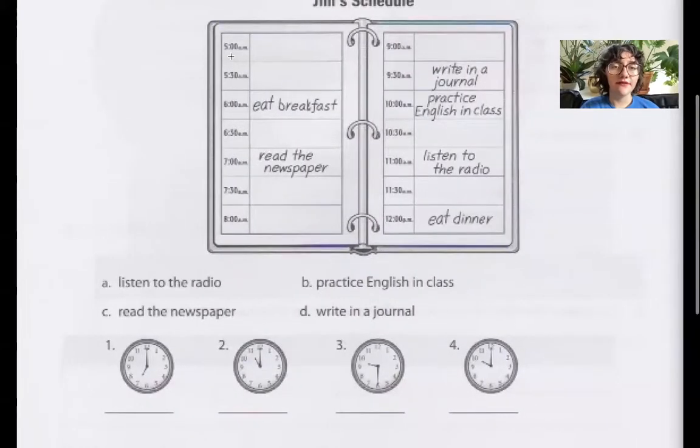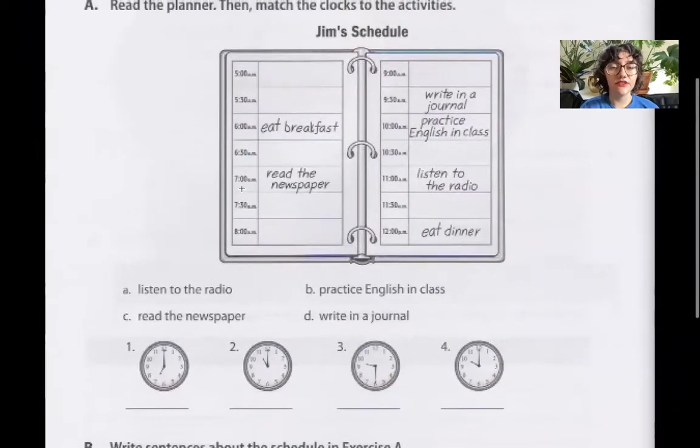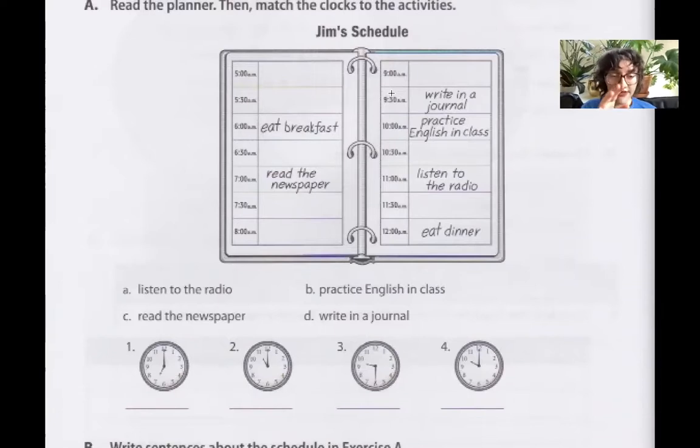So we have 5 a.m., 5:30, 6, 6:30. I know it's kind of hard to see. 6:30, 7, 7:30. It goes by 30 minutes. And it has all the times. Listen to the radio, read the newspaper, practice English in class, write in a journal, right? And all of this is up here in the schedule.